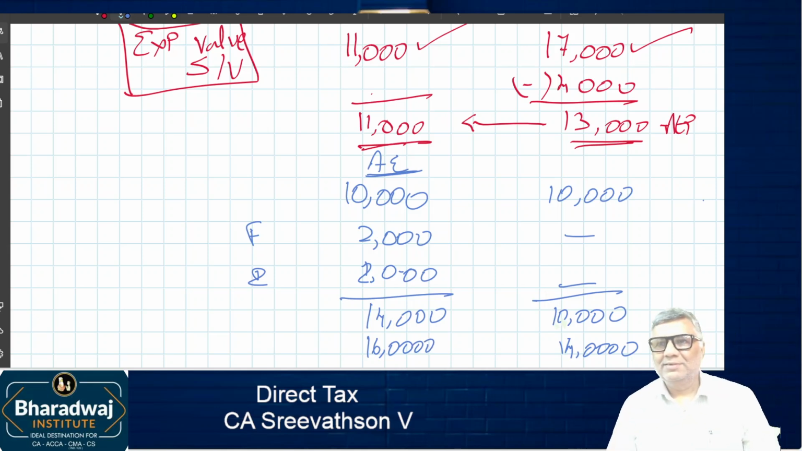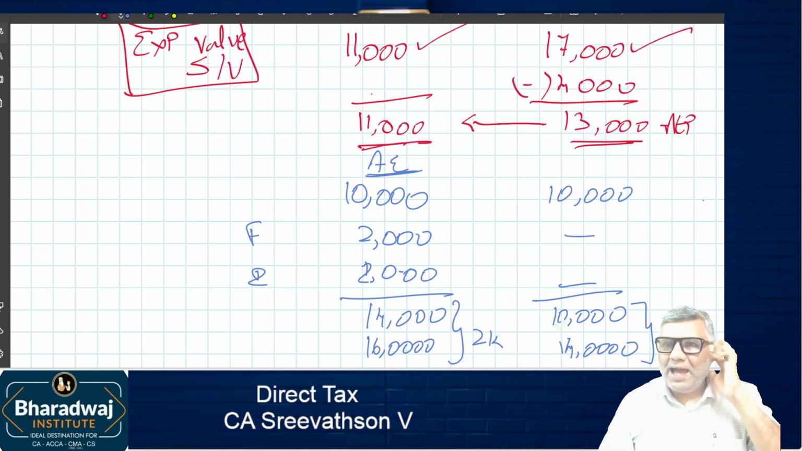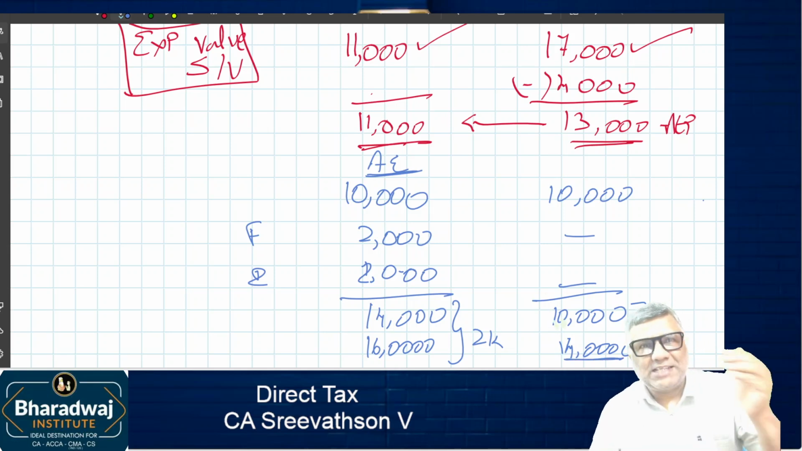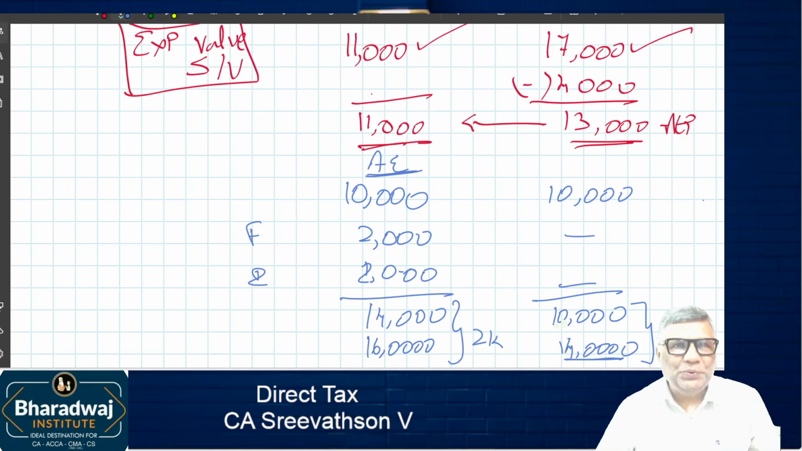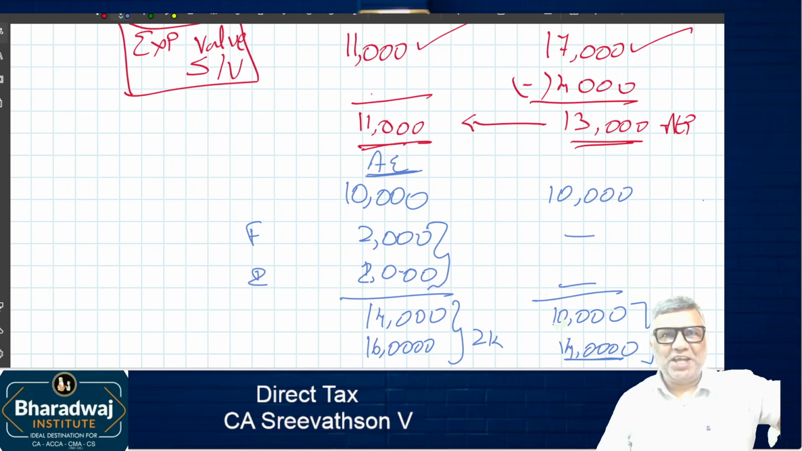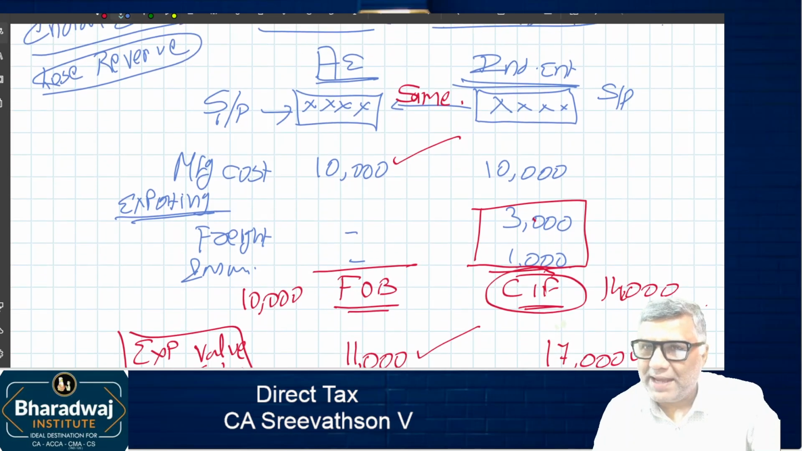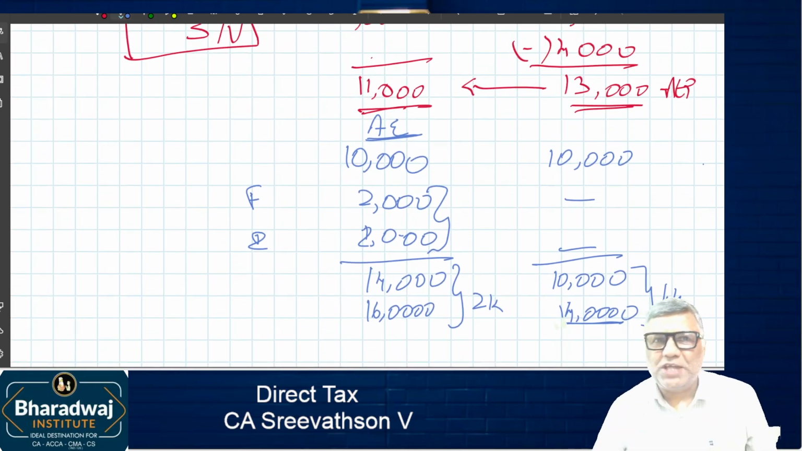Boss, wait. Here you have made a profit of 4,000. Here you are only making a profit of 2,000. I am not accepting that. If I take this 14,000 as my value, these things should be added. In the previous case, I reduced, since the independent party was bearing it. Here for the associated enterprise, it is CIF. For the independent party, it is FOB.